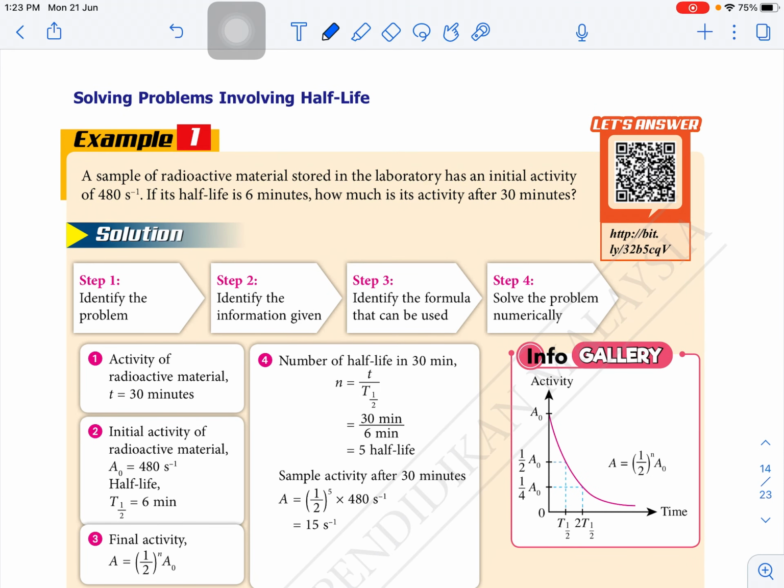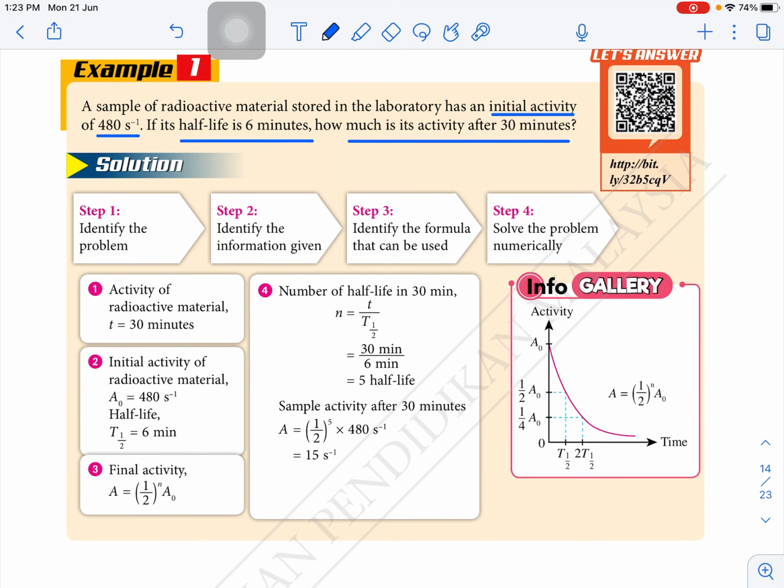Solving problems involving half-life. A sample of radioactive material stored in the laboratory has an initial activity of 480 per second. The half-life is 6 minutes. How much is its activity after 30 minutes? Okay. So how to solve the problem? First, we have to identify the problem. The problem is we want to know the activity of the element after 30 minutes.